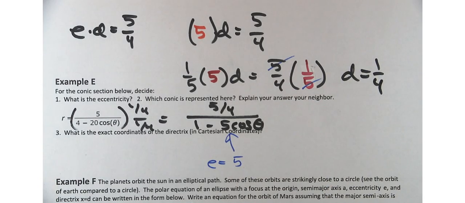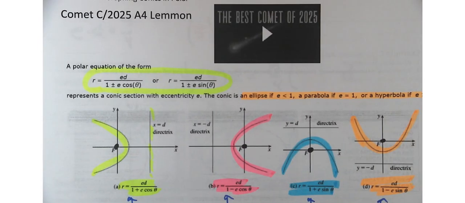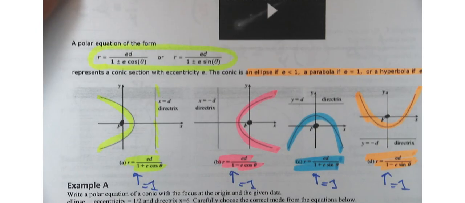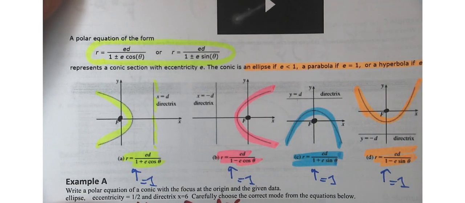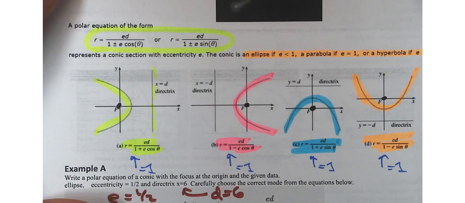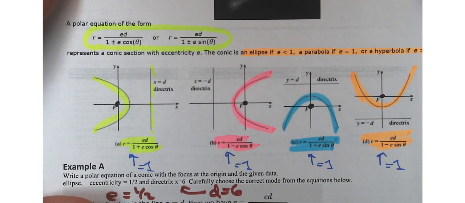Now look at the form of the equation and decide where your directrix is going to be. With that form of the equation, what directrix are you going to get? So it has to be between one of these two, right? Because we have a cosine in the denominator. We got a D equal 1/4. 1/4 or negative 1/4? Negative 1/4.